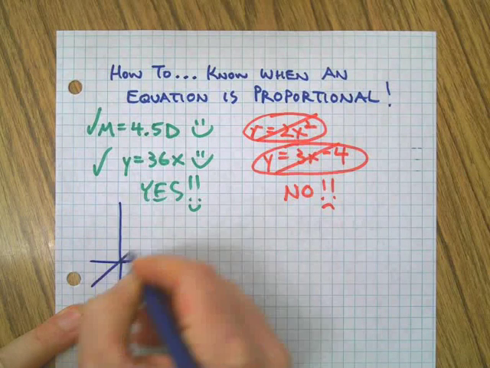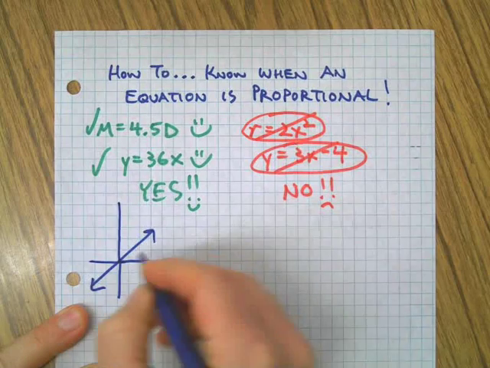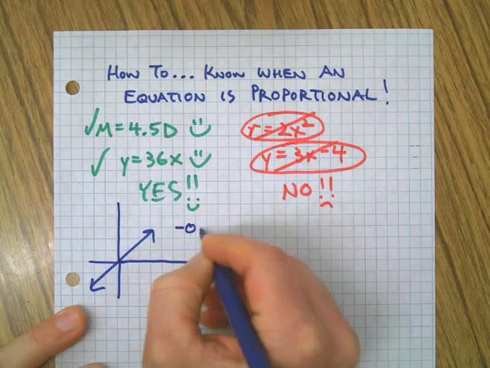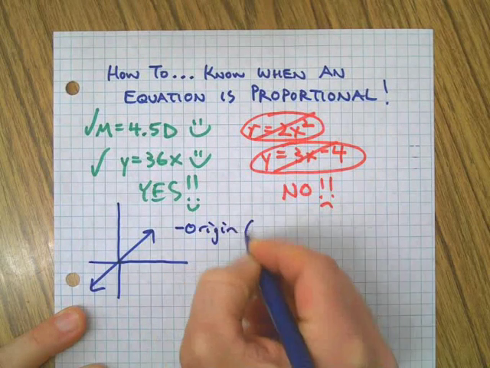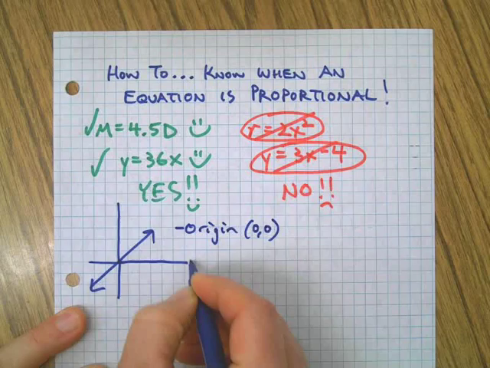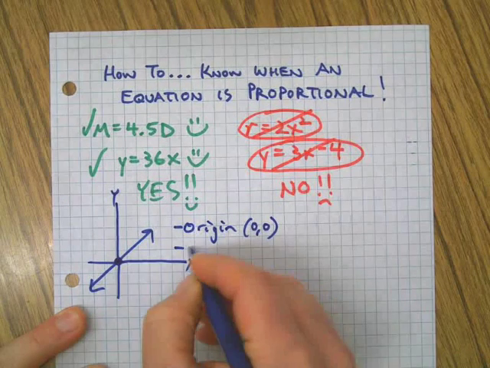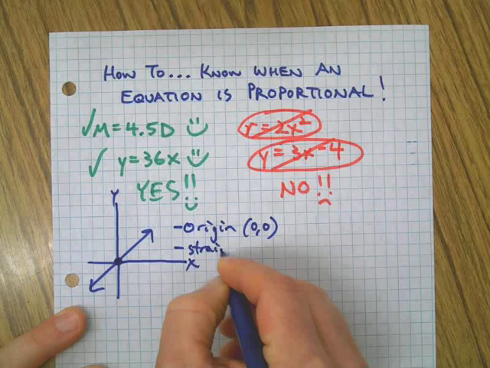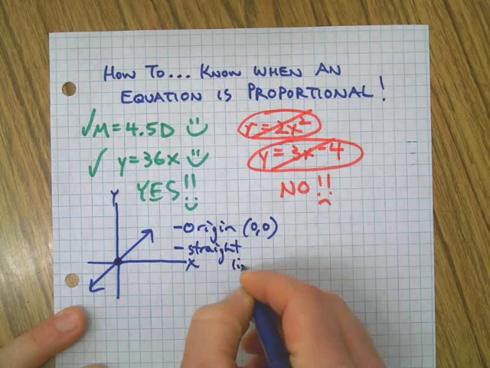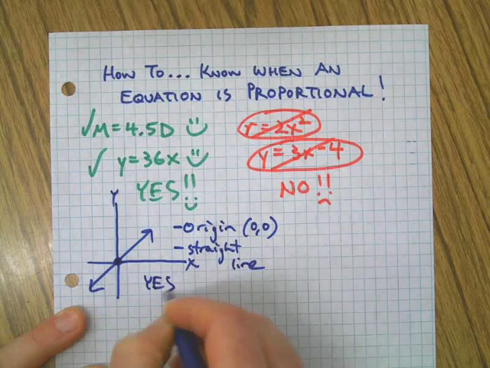One example of yes is what we're looking for: the origin, meaning passing through where the x and the y-axis meet, right there. And another thing was, is it a straight line? That's how we can tell looking at a graph. So this is a yes.